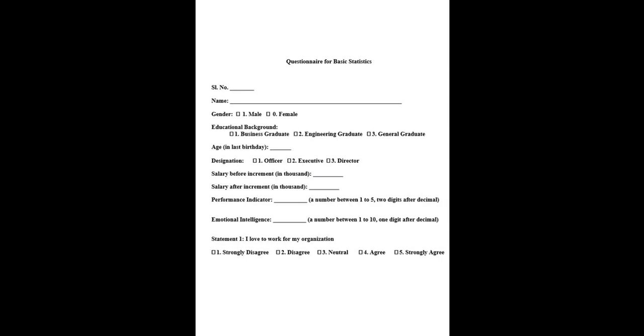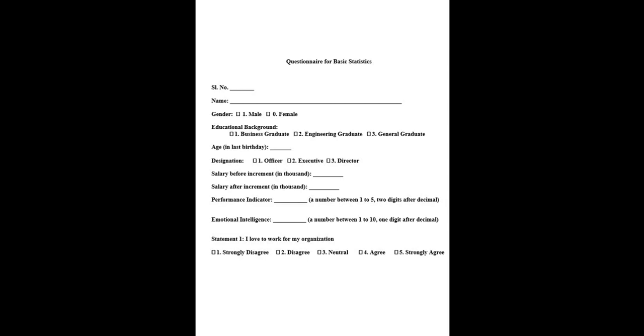Then salary before increment, which is to be expressed in thousands. It means if one has a salary of 51,000, then it will be 51.000. Same with salary after increment. And then performance indicator, which has some direction about the type of number. It is written in the brackets: a number between 1 to 5, with 2 digits after decimal, so some number like 4.1 or 3.75. That means after the decimal you will have 2 digits, and before the decimal only 1 digit. You have to keep this in mind when you fill it up.